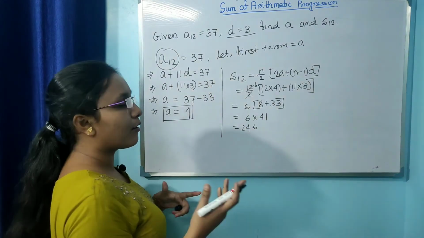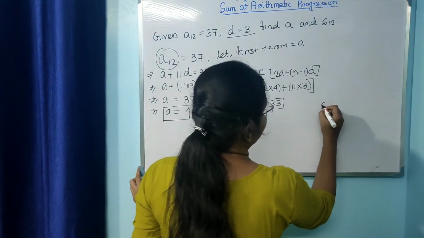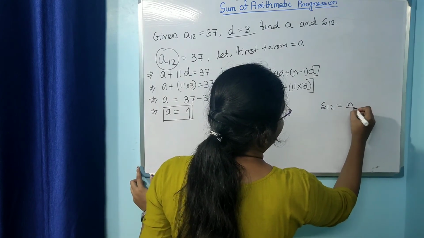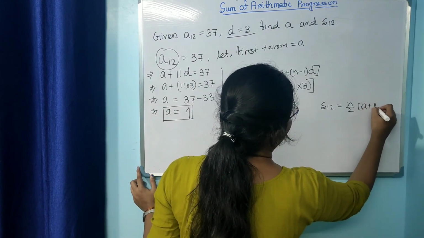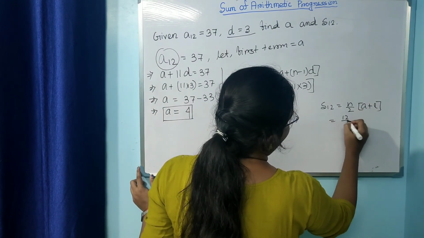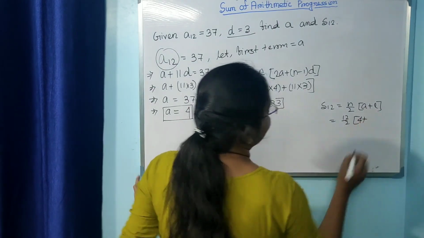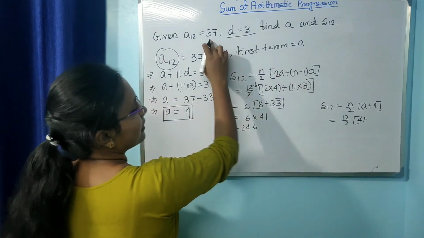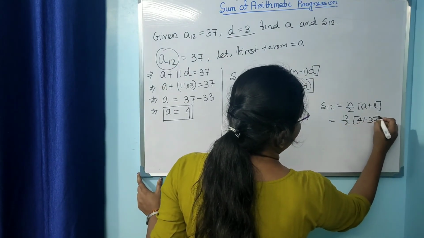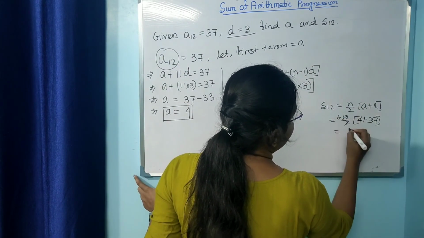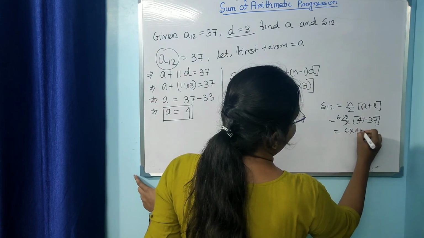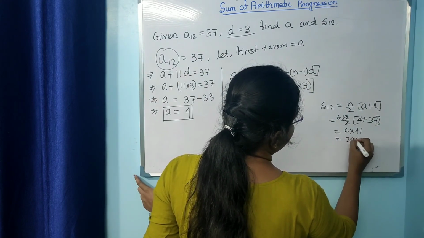6 times 41 gives us 246. If we apply the other formula, we will get the same result, that is S12 equals n by 2 into a plus l, which is 12 by 2, the first term a is 4 and the last term, the 12th term, is given as 37, so it will be 6 into 41, which gives us 246.